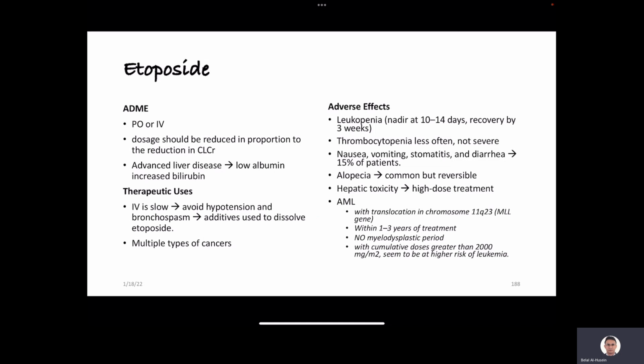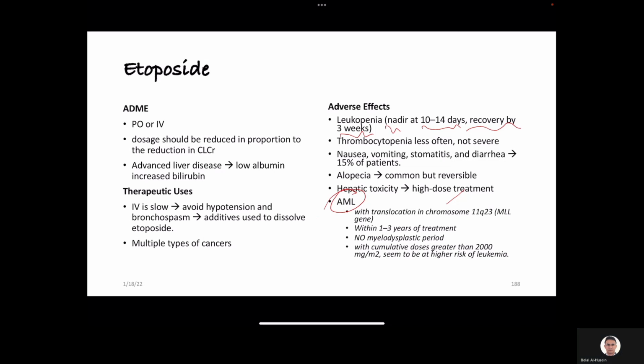It is given as slow IV because of the toxicity related to the excipients of the drug, like solubilizing agents that are found in the formulation. Adverse effects include leukopenia. The nadir is 10 to 14 days, and recovery is within 3 weeks. Thrombocytopenia is also a side effect, nausea, vomiting, stomatitis and diarrhea, alopecia, and hepatic toxicity. Another side effect is secondary leukemias or secondary malignancy.